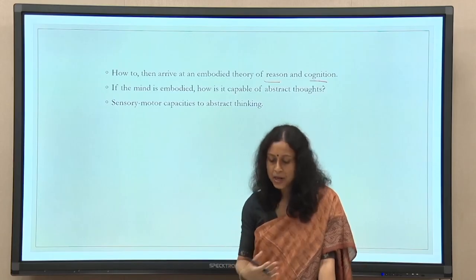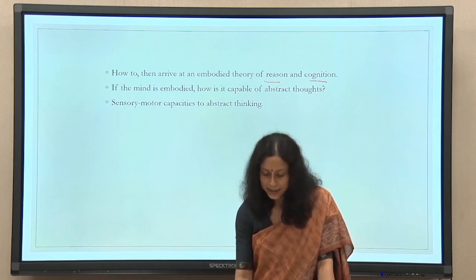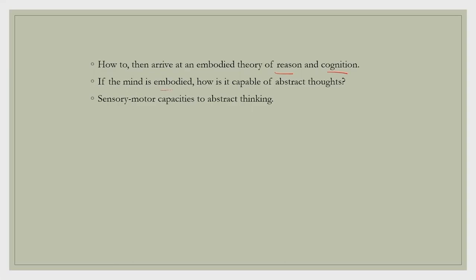but there is an abstract manifestation, representation. So, how do we arrive at that? If the mind is embodied, how is it capable of abstract thoughts? This has been the question that philosophers have asked. Of course, we are simplifying the idea. This is not as simple as I am telling you. There have been many arguments and disagreements and controversies on this, but roughly this is the idea.